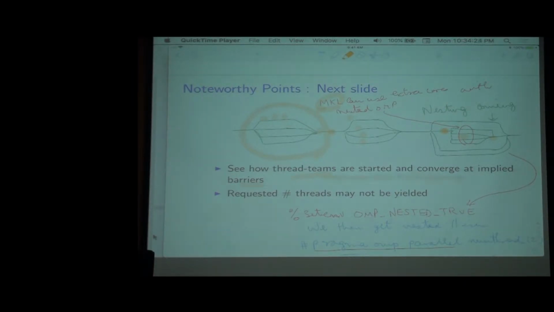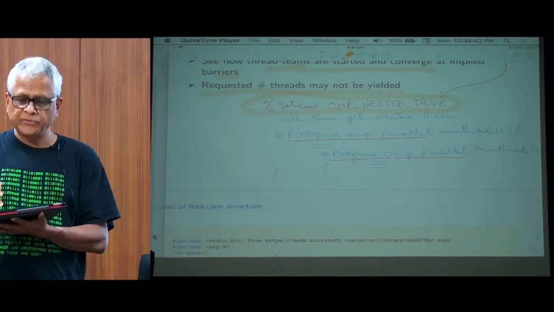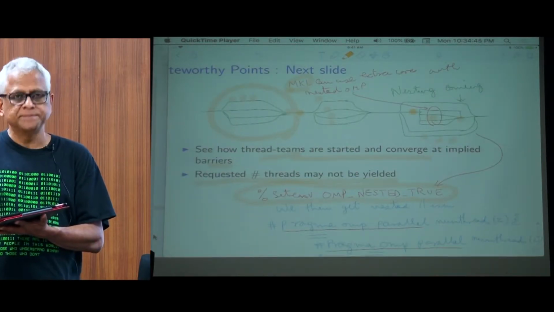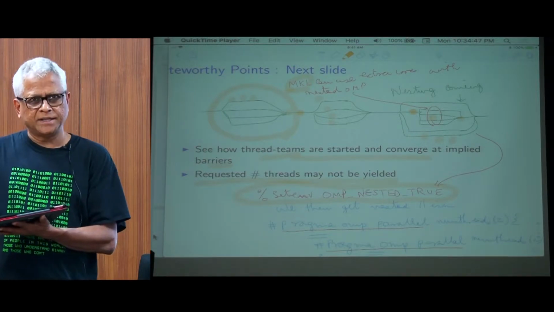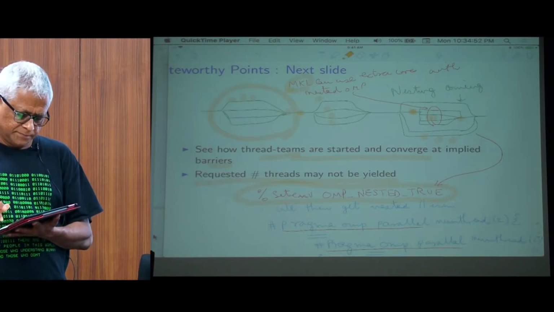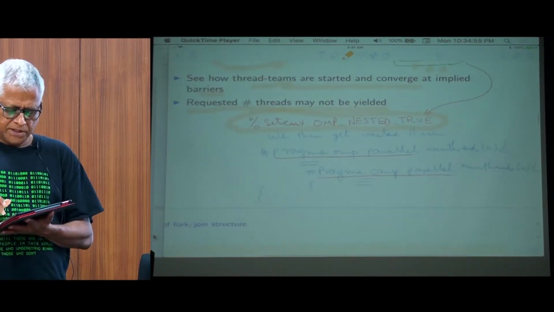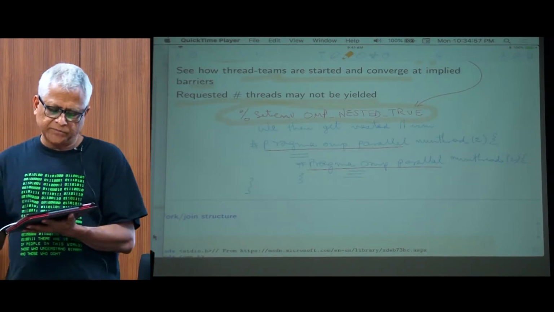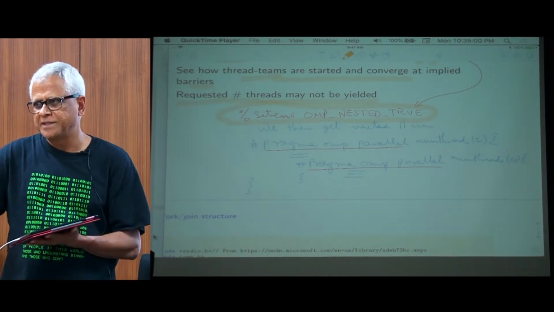So see how thread teams are started and converging by parallel. The requested number of threads may not be yielded. That was the question here. And I don't know whether this is needed, but setenv OMP_NESTED true is the way you turn on the nested parallelism feature in OpenMP. I don't know whether that is needed. It's good to know that there is a setting like that. You can always consult anything I say on the web to see what's the latest. These are all moving standards.